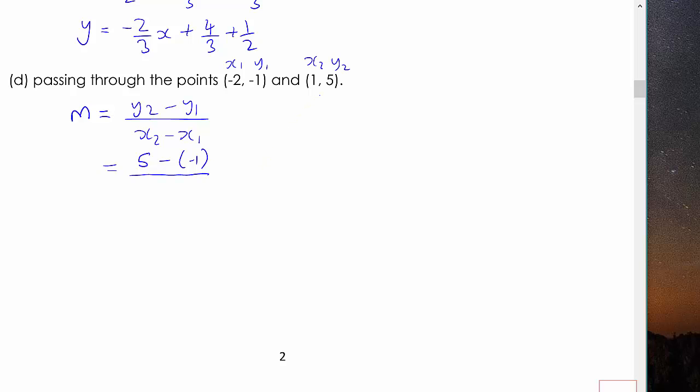all over 1 take away negative 2. So that gives us 6/3, which is 2. So we know the gradient is 2. And then I could use either point in y minus y1 equals m(x minus x1).